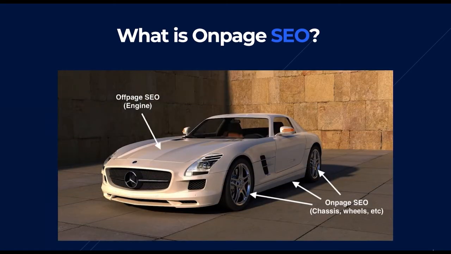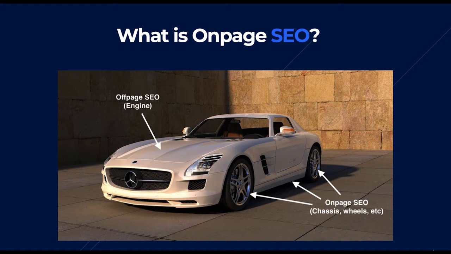Let's use a car as an analogy. Winning in SEO is like a car race. The other websites you are competing with are the other cars. Your on-page SEO is the car itself. So the car's chassis, the wheels, and all the other mechanical components are basically your on-page SEO. The off-page SEO would be your engine.